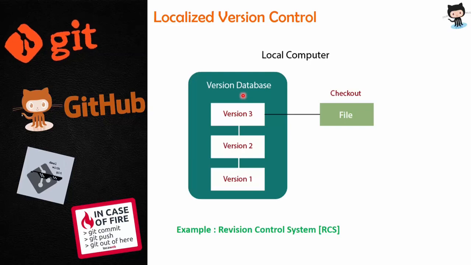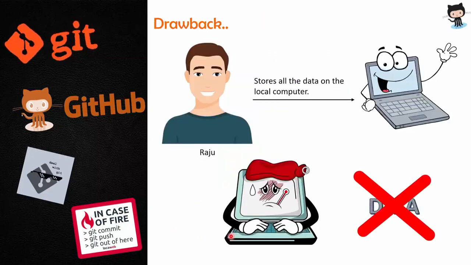Now, one example of a localized version control system is the revision control system, that is the RCS, which is not generally used now. We use the distributed version control more. But yes, to understand why the distributed version control was created, we need to understand the different types of version control system. So here there is only one-to-one interaction between the developer and the local machine. Let's take up an example and then understand.